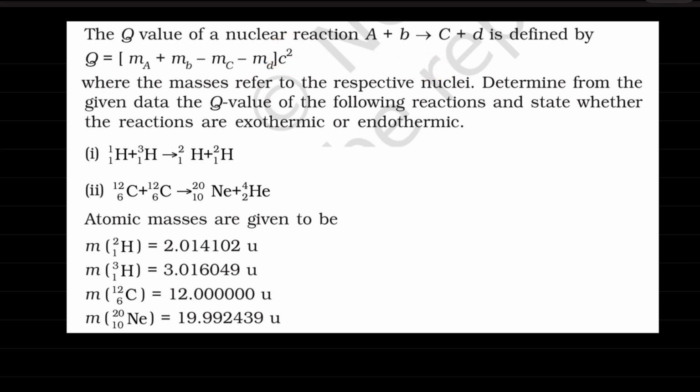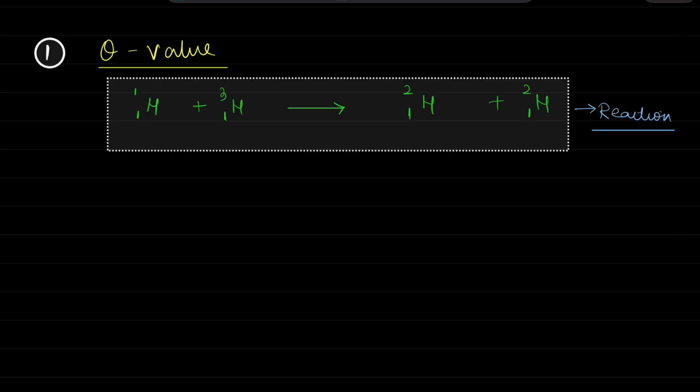Now, based on this information, we have to find the Q value of the following reactions. Two reactions are given here, reaction 1 and reaction 2. And we also have to find whether each reaction is exothermic or endothermic. Down here we are given some information about the mass of deuterium, tritium, carbon and neon. Based on this information, we have to find the Q value of both reactions. So let's start with the first reaction. As you see here, this is our first reaction and we have to find its Q value.